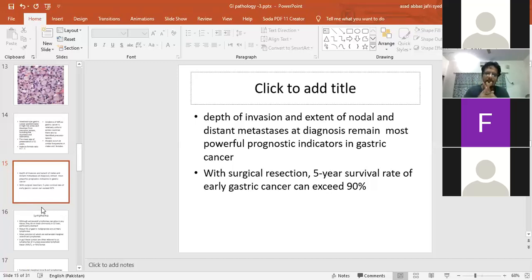But in high prevalence areas like Japan, there's a very robust screening program. So they have really markedly reduced the incidence of late stage gastric cancer, and because of extensive screening programs, they pick up the lesions very early, and the mortality rate of gastric carcinoma has really gone down in Japan.